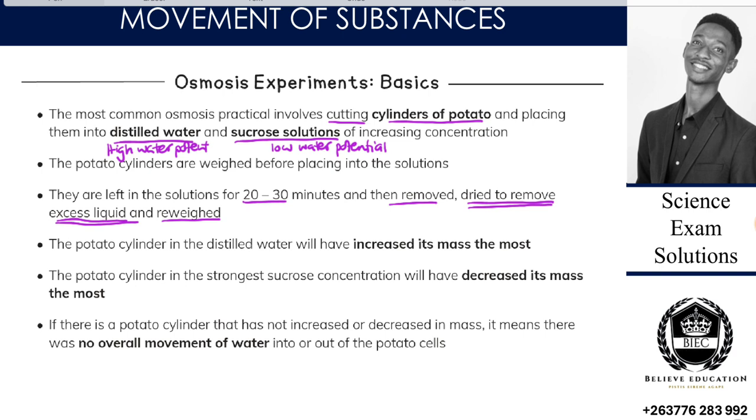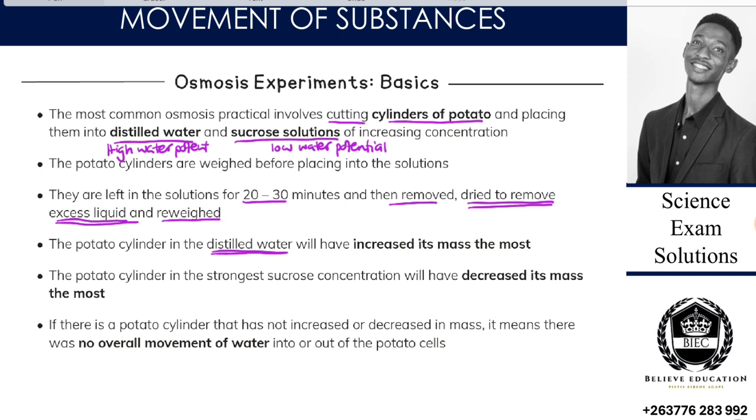So the potato cylinder in the distilled water, and remember we said distilled water has a high water potential. So the potato cylinder in the high water potential will have an increase in its mass the most. It is because water would move from the high water potential distilled water into the potato, which has a lower water potential. So water is drawn into the potato cylinder.